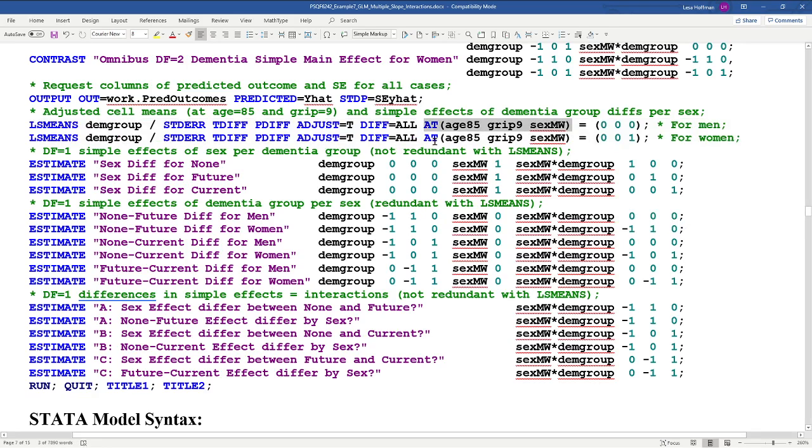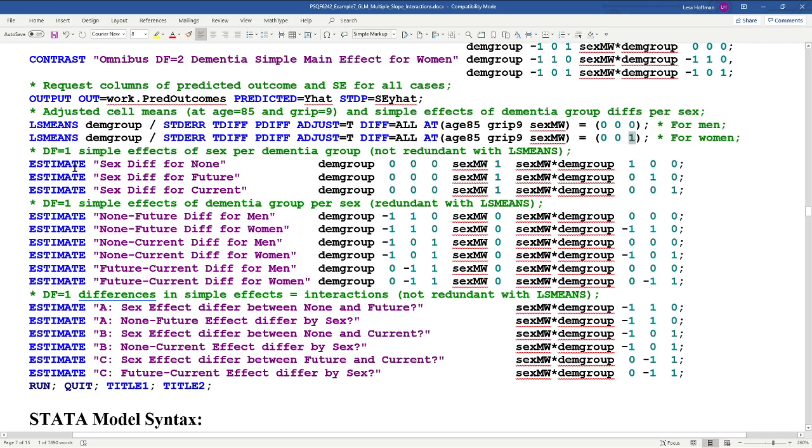So the at controls which quantitative predictors are conditioned on and what their values are to be. So the list given in parentheses corresponds to the list of these values. So for both of these lines, I'm holding age at 85 and grip at 9, so that's the first two zeros. But then I'm conditioning on men as the 0 here and women as the 1 here.